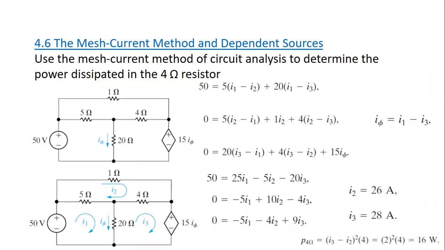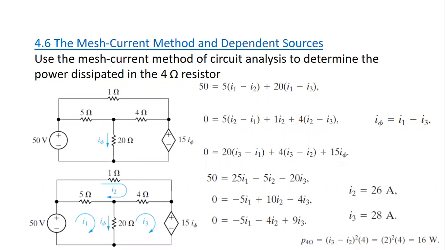Then, after you make sure that the circuit is planar, you need to identify the number of meshes in the circuit. The number of meshes can be calculated as the number of essential branches minus the number of essential nodes, minus 1. So for the node voltage method, you need n essential minus 1 equations, but here we need essential branches minus essential nodes minus 1.